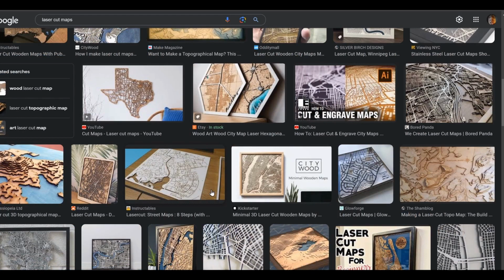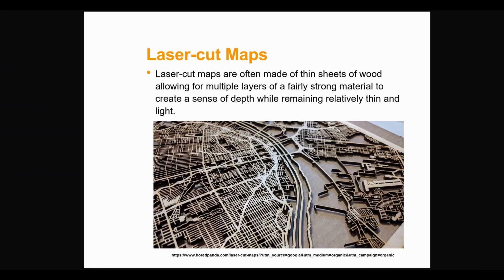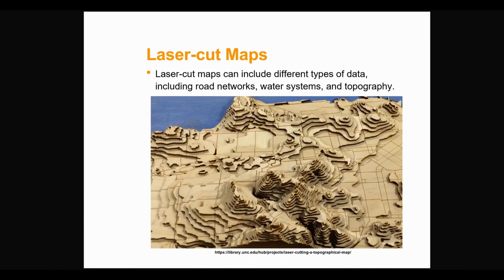informed entirely from spatial data. Laser cut maps are often made of thin sheets of wood, allowing for multiple layers of a fairly strong material to create a sense of depth while remaining relatively thin and light. Laser cut maps can include different types of data, including road networks, water systems, and topography.